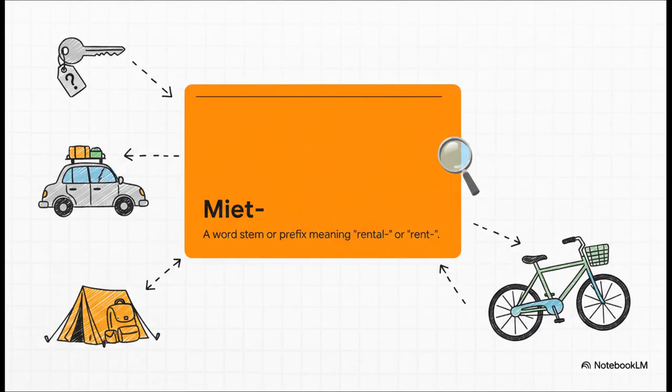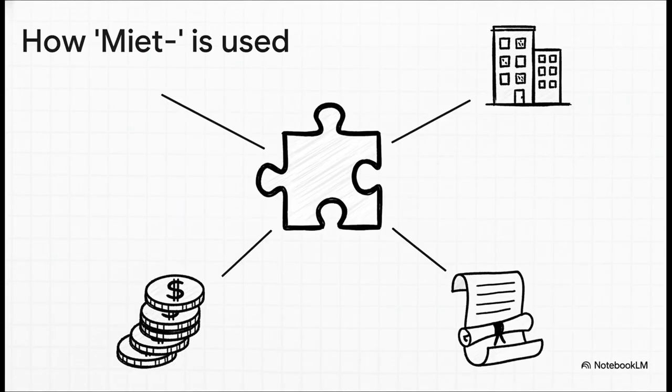It's more like a descriptive part. It's this little piece that tells you what kind of thing you're talking about. It basically answers the question, rental what? And here is where it all comes to life. Miet only works when you attach it to another noun. It just latches on to create a new, much more specific word.